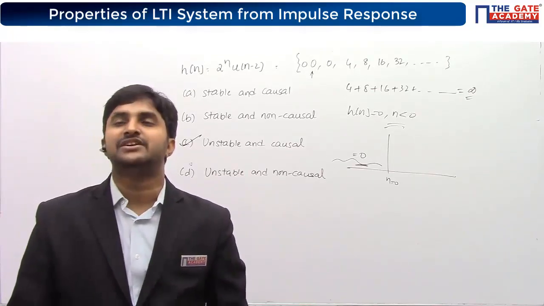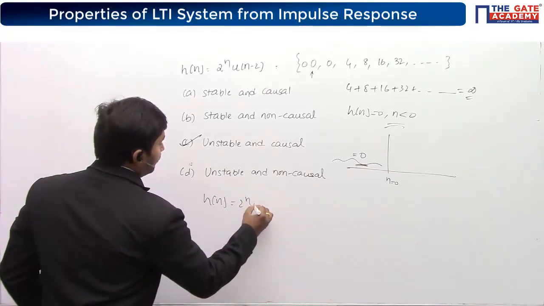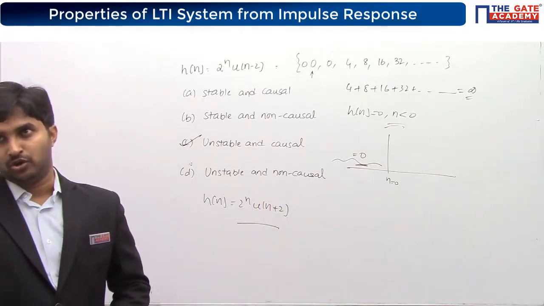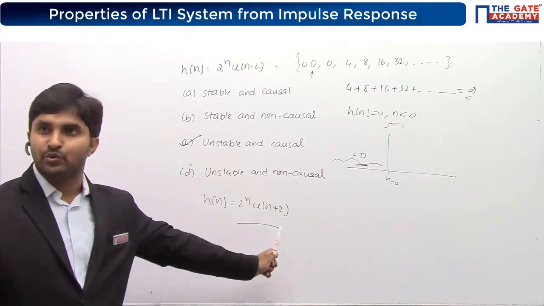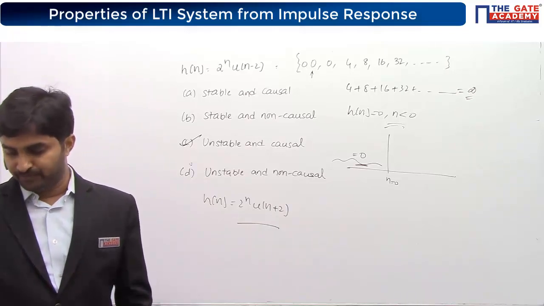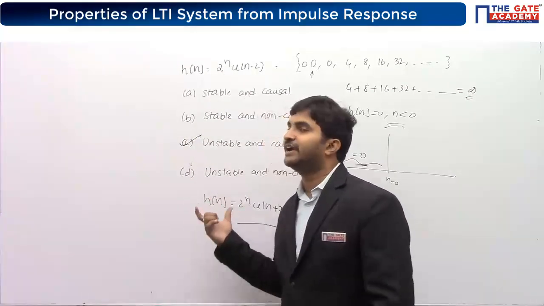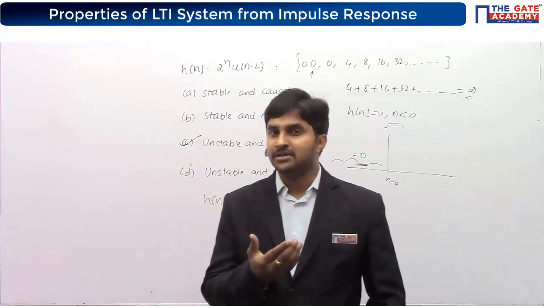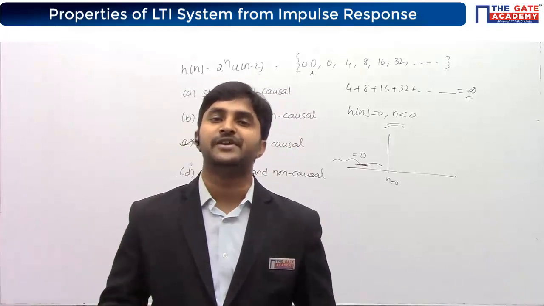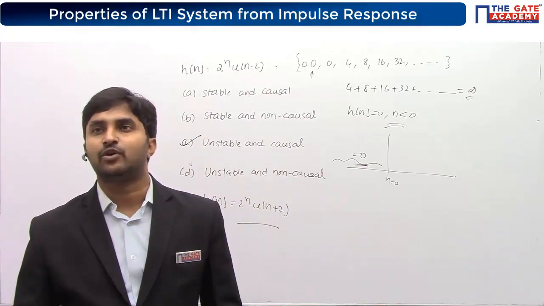Yes. So if you have considered an advanced function like h of n is equal to 2 power n into u of n plus 2, then this could have been clearly non-causal because the value is non-zero even for n less than 0. So this particular system could have been declared as a non-causal system because the system output will be depending on the future inputs, which is not something which we are looking for in the case of a causal system.